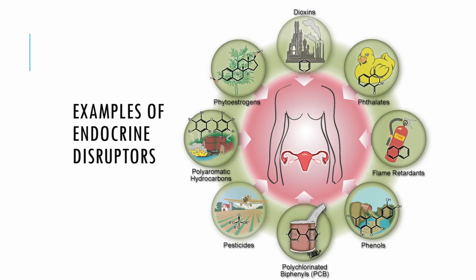So some examples of those endocrine disruptors, just looking at the dioxins, if you remember, you know, nitrogen dioxide, phthalates, which can exist in rubber, flame retardants, phenols, which are alcohols, polychlorinated biphenyls, or PCBs, pesticides, polyaromatic hydrocarbons, which exist in farms. These are typically used as fertilizers a lot of times. And then phytoestrogens, which can come from plants.